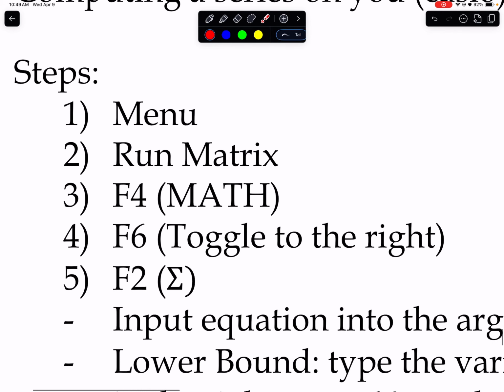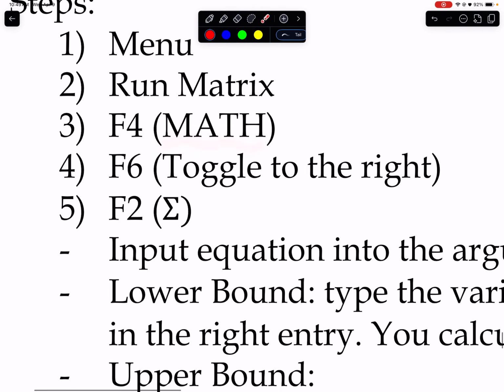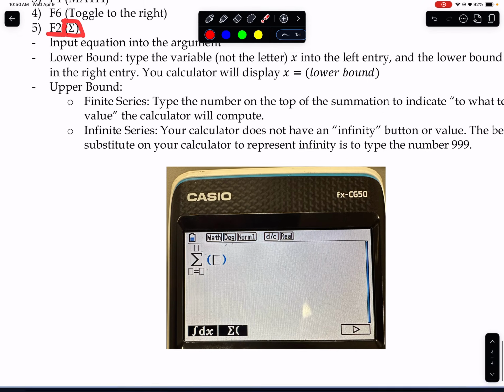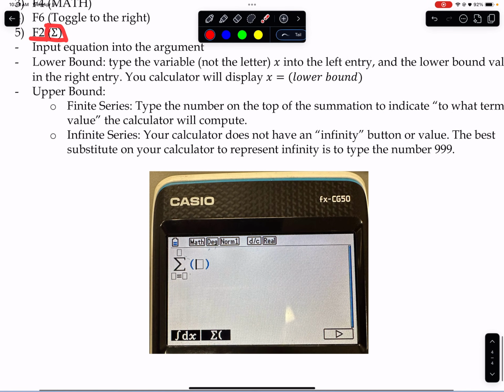So with your steps on the Casio, you're going to press menu, then go to run matrix, and then we're going to press F4, which is going to be your math symbol, and then you're going to press F6 to toggle over to the next screen, and then you're going to see the sigma under the button F2. So when you type that, then this is what's going to pop up on your screen. If I could zoom in, that would be great.